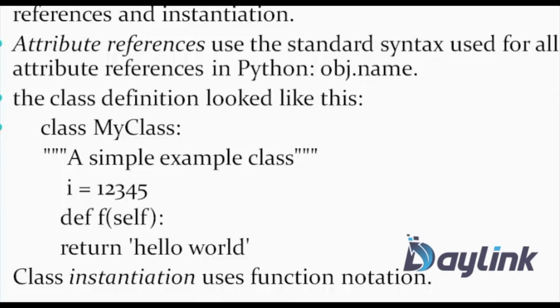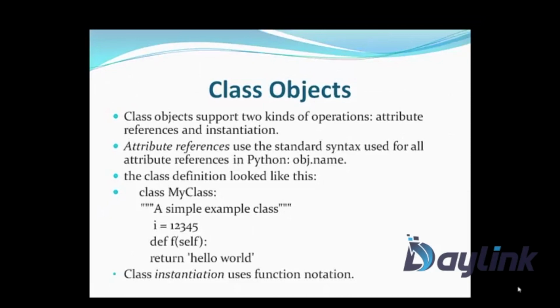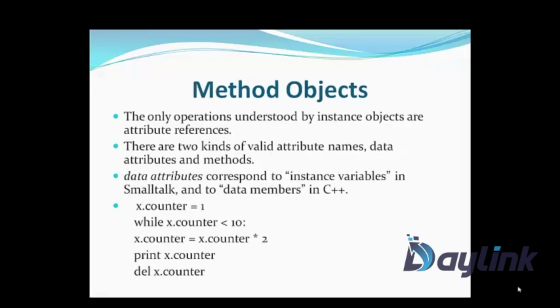Class attributes can also be assigned to, so you can change the value of MyClass.i by assignment. Class instantiation uses function notation. Just pretend that the class object is a parameterless function that returns a new instance of the class. Now we see the methods of objects.